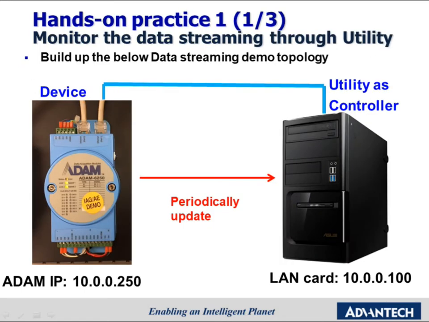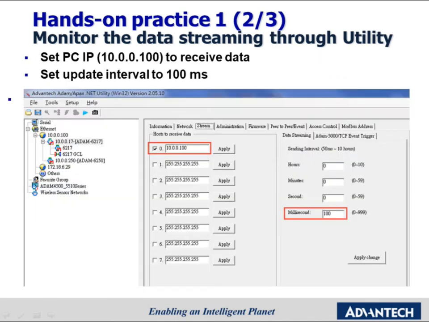Here we can do a quick data stream demo using Adam 6250. The demo topology is as below. The device must be under the same network domain as the PC. The utility will act as the controller to monitor streaming data and get the real-time I/O data from Adam. Here are the settings I have to enter in the utility, including the host IP and the data update interval.